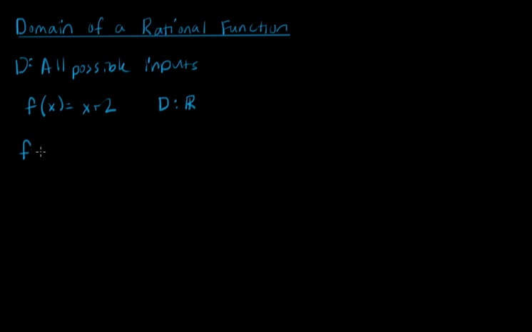So when we're looking at a rational function, though, remember that a rational function is a function that has a fraction in it. So f of x equals x over 3 minus x is a good example of a rational function. The thing about a rational function that we have to keep in mind is that we can't divide by 0. So that's what we need to keep in mind with this rational function.